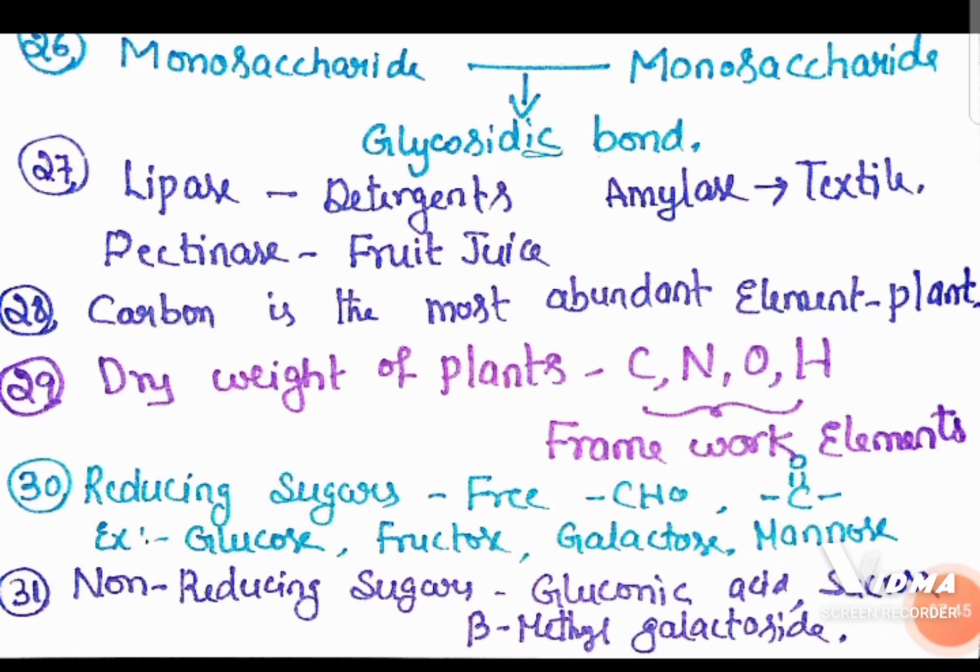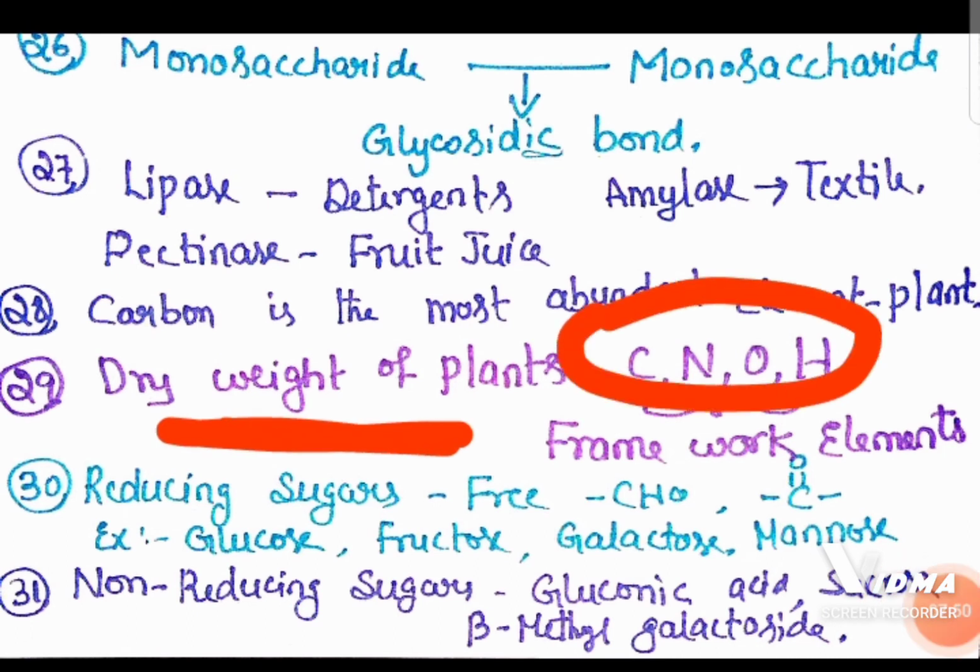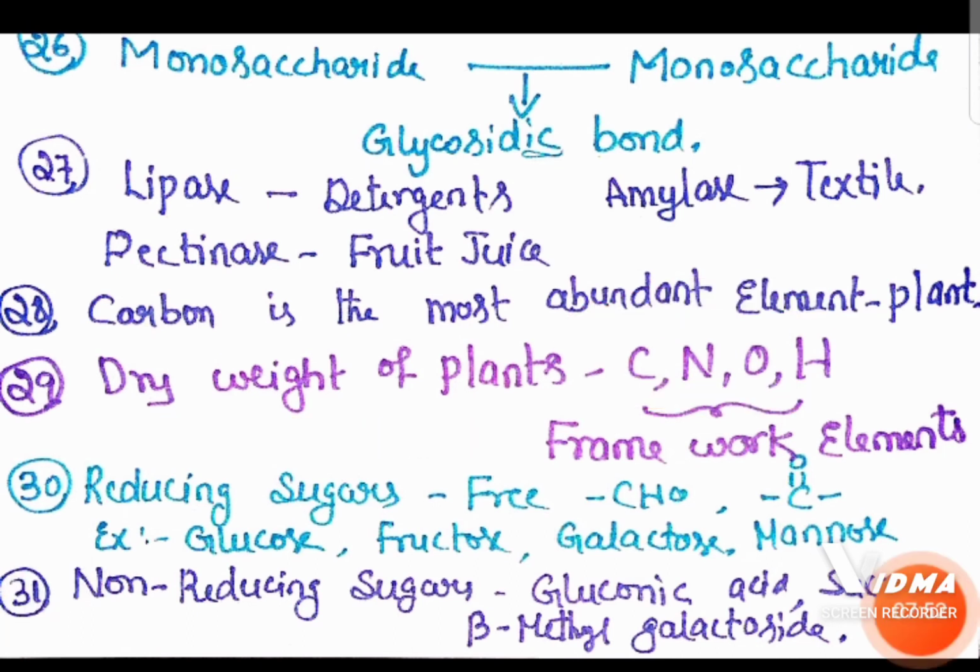And carbon is the most abundant element in plants. Carbon is the most abundant element in plants, and in the dry weight of elements we can find these four elements. That's why carbon, nitrogen, oxygen and hydrogen are going to act as framework elements.